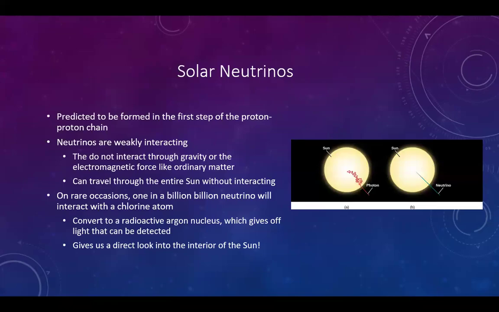So solar neutrinos are predicted to be formed in the first step of the proton-proton chain, when you turn 2 protons into a deuterium. That generates neutrinos. Now, neutrinos are weakly interacting. This is both that they interact very weakly with other stuff in the universe, and also that they are weakly interacting in a technical sense, because neutrinos primarily interact only through the weak force, the weak nuclear force.